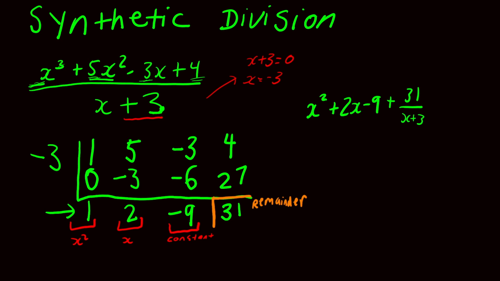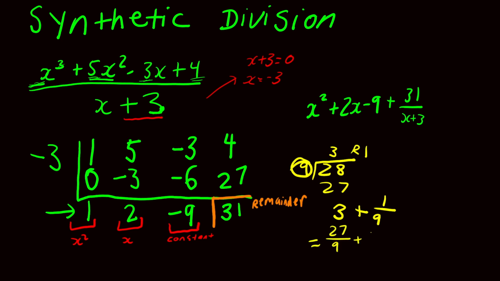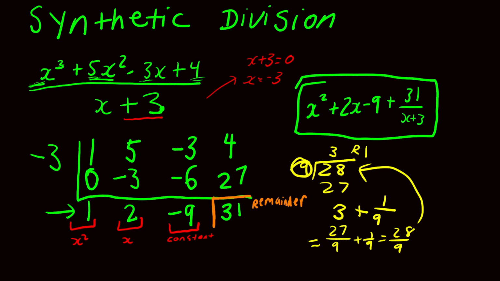You might be thinking, okay, how did I get 31 over x plus 3? Good question. If I have, let's say, 28 over 9, that's 3 remainder 1, okay? So do you agree with me that my answer is 3 plus the remainder over that thing that we divided by, over 9, right? So if I do this out, it'll be 27 over 9 plus 1 over 9 equals 28 over 9, which is exactly that. So that's where I got 31 over x plus 3, and that's my answer. So it's not so hard, okay?